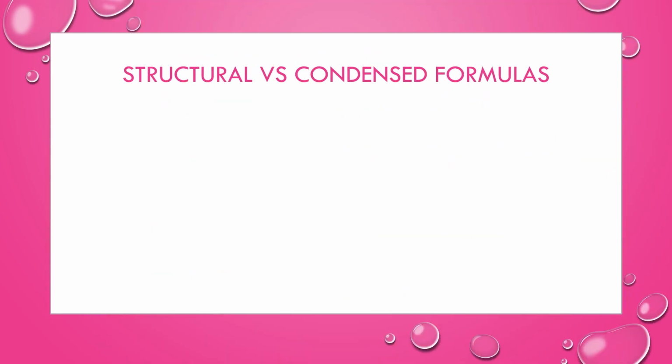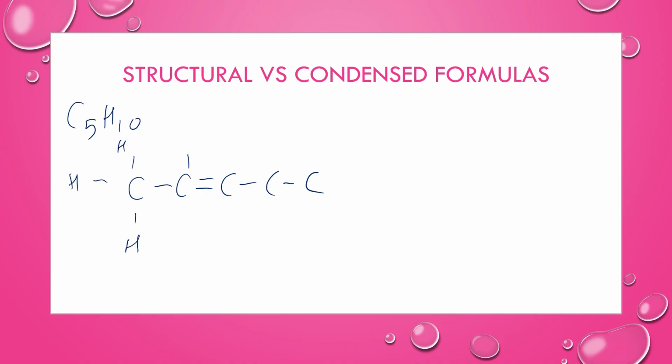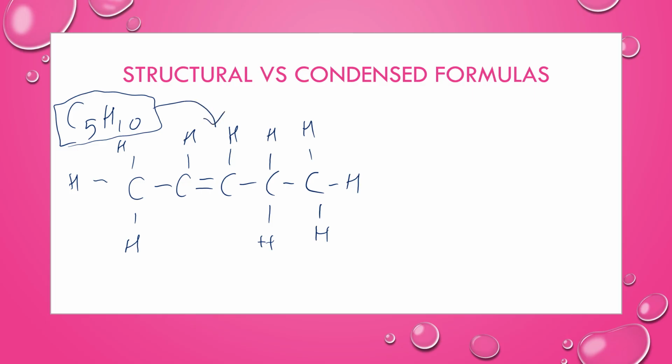Okay, so now that we have talked about empirical and molecular, let's go ahead and look at structural versus condensed structural formulas. I'm going to use that same C5H10 that we talked about on the last slide. So let's say, for example, if we want to draw out the full structural formula for this, I'm just going to make one up for this one. So let's say it's like this. All right, so there's our 5 carbons and 10 hydrogens. Now, if you just had the molecular formula, you would not be able to determine the exact structural formula unless you had more information. The molecular formula only tells you the number and type of elements in the compound. It does not give you enough information.